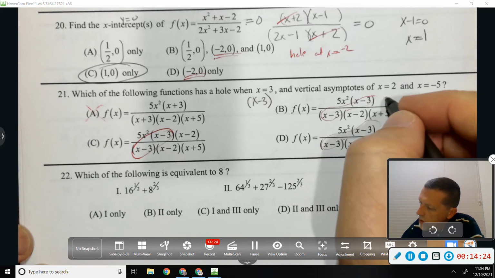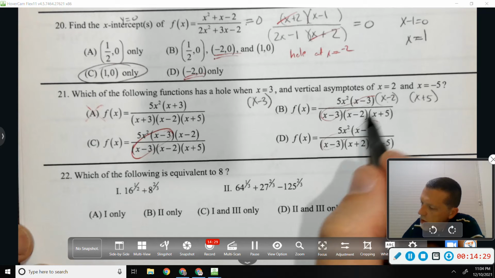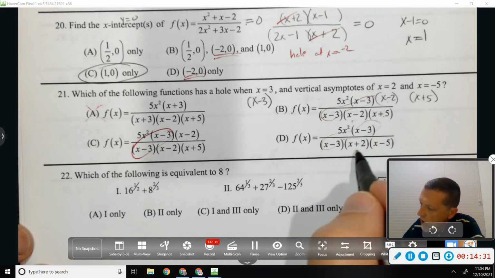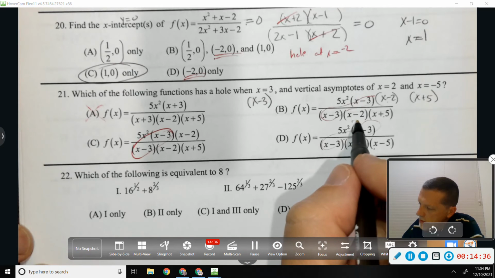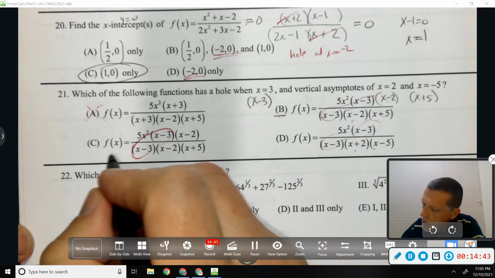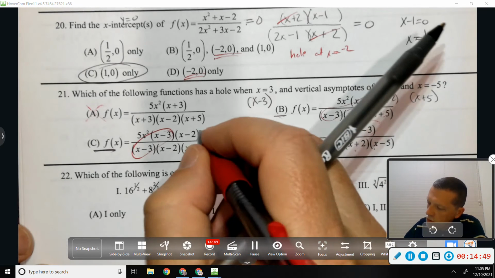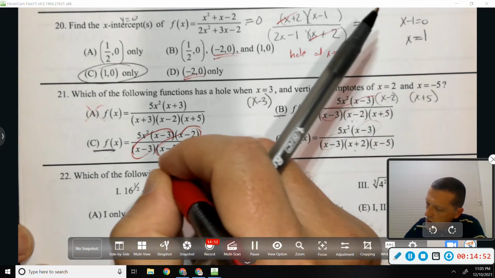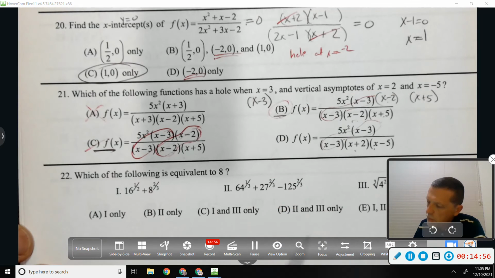Vertical asymptotes would be factors of the bottom, x minus 2 and x plus 5. X minus 2, x plus 5, x minus 2, x plus 5. Okay, so I'm down to B and C. Oh, this one has a hole at x equals 2. So it can't be C. Gotta be B.